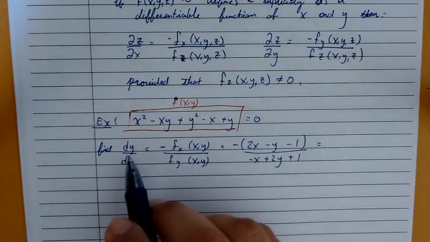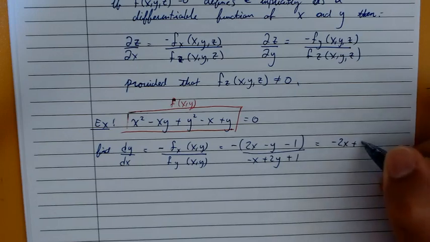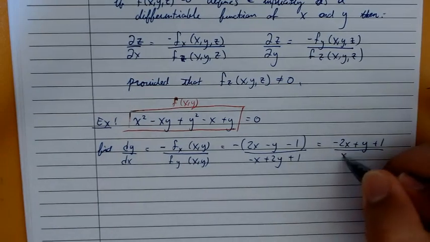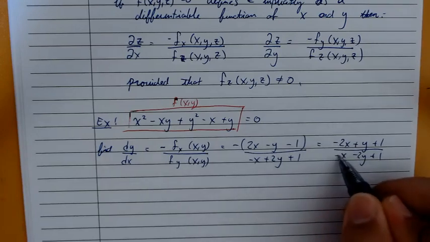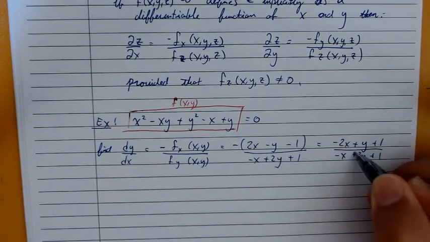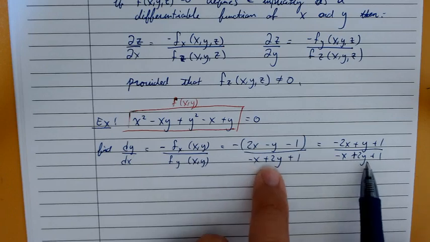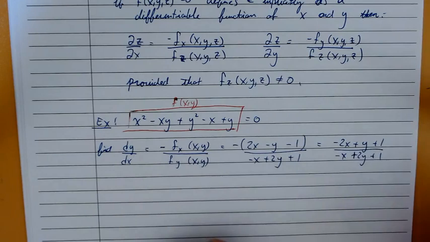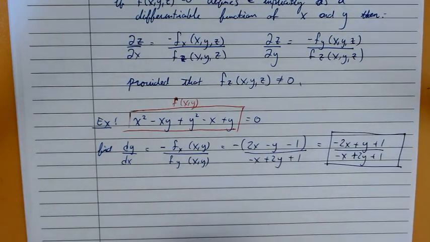The derivative of y with respect to x is negative 2x plus y plus 1 over x minus 2y plus 1. Oh, sorry, that should be a negative, right? Negative x plus 2y plus 1. There we go. So here we just distribute our negative, and in our denominator, just leave it alone. And of course, there's other ways you can rewrite that. You can multiply the top and bottom by negative 1. Otherwise, that's a perfectly good answer.